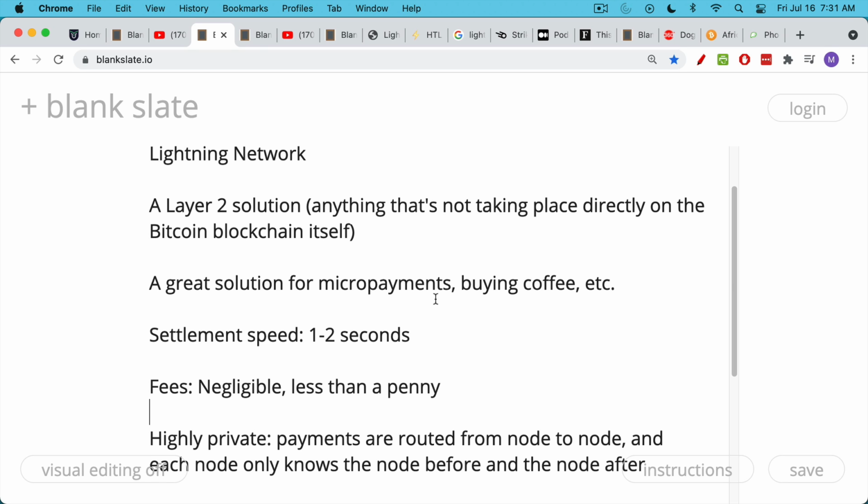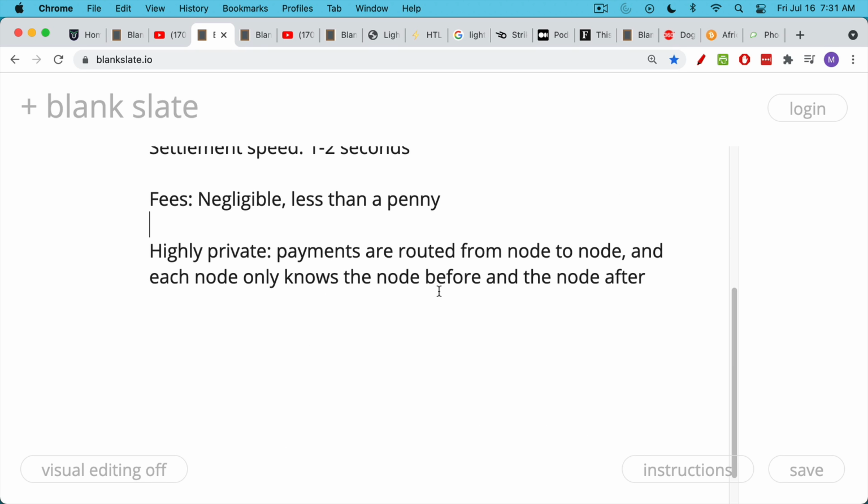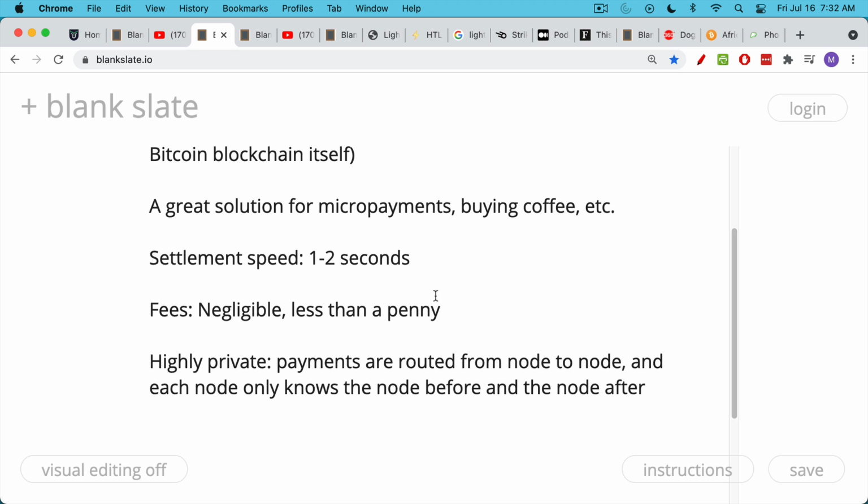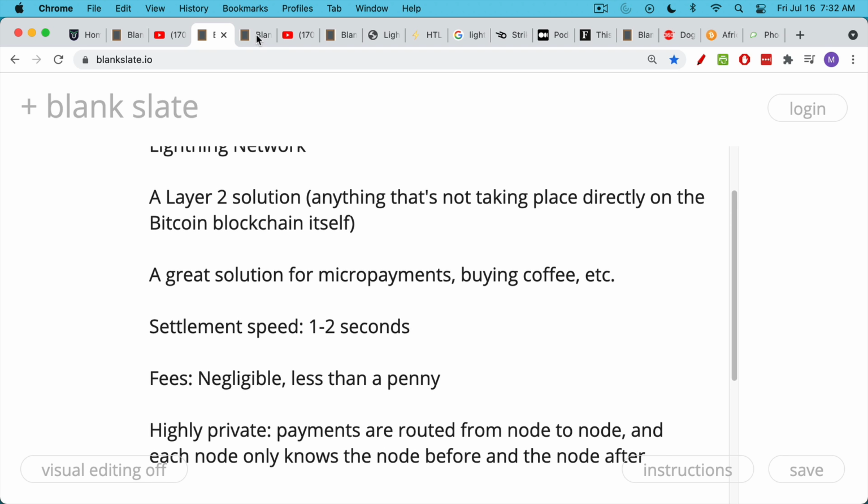Super fast, super cheap, and also highly private. The payments are routed from Lightning node to Lightning node, and each node only knows the node before and the node after. So there are some interesting privacy benefits as well.